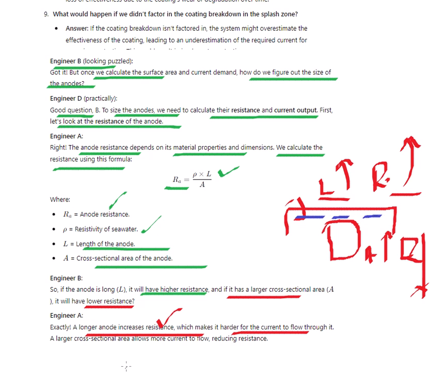A larger cross-sectional area allows more current to flow, reducing resistance. So if area is more, it's reducing the resistance. If length is more, it's increasing the resistance. So we need to play with the dimensional characteristics of the anode.